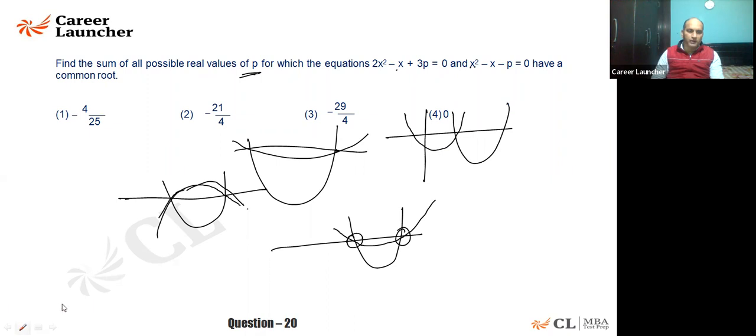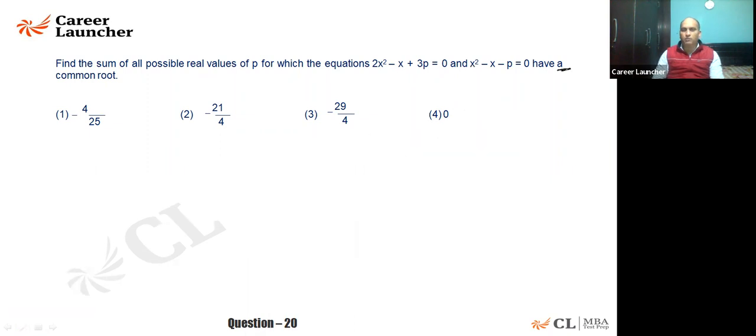If both roots are common, then both will come. Here, they have got one common root means there is one common root.